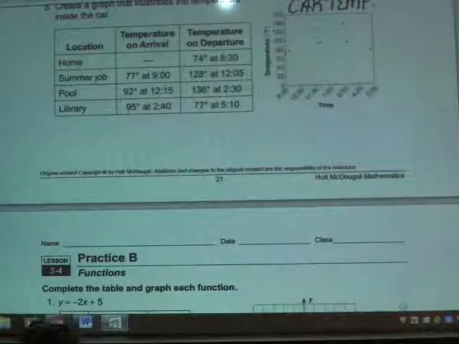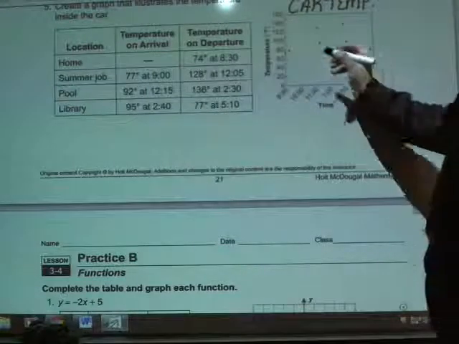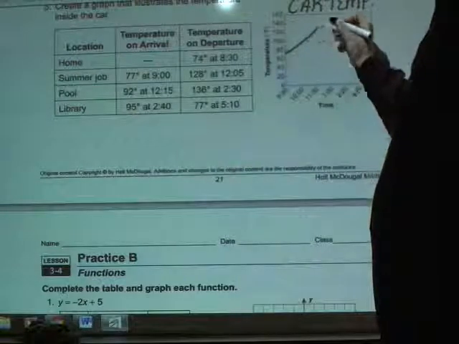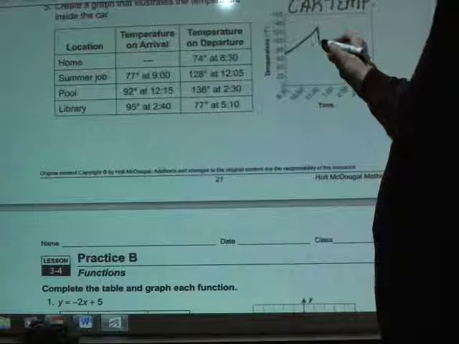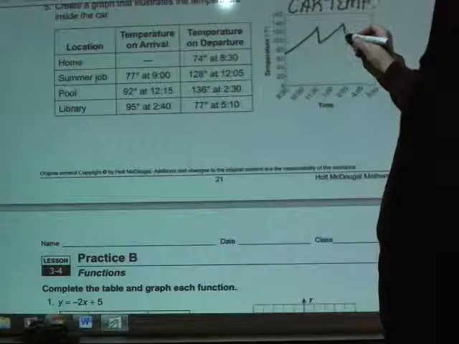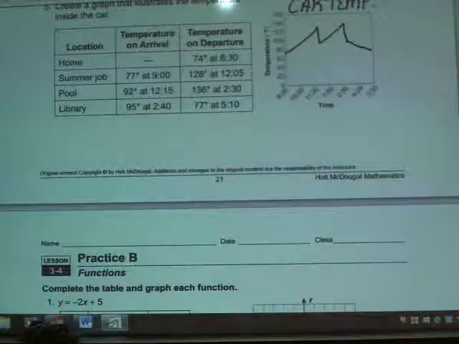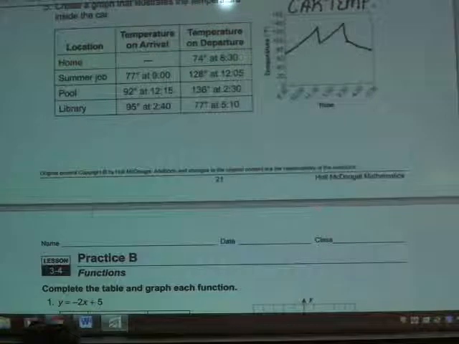And there's all my dots, and now I just have to connect my dots to make my line graph. And there you go. Kind of a slanted looking letter M there, but there's the graph that represents the temperature inside the car as described.